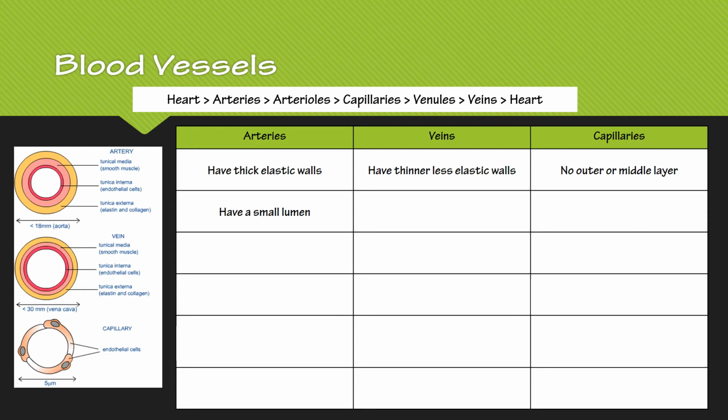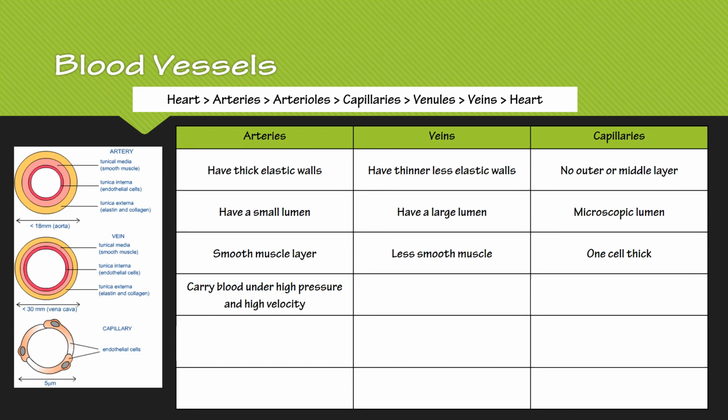Arteries also have a small lumen. Now a lumen is the hole inside the actual artery itself. So if you look at the hole, because it's got a thicker wall, it's got a smaller lumen, whereas veins have a much larger lumen. And capillaries, because they're so small, they have a microscopic lumen. It's really difficult to see. The arteries have a smooth muscle layer, whereas the veins don't have as much smooth muscle inside them, and capillaries are actually only one cell thick.